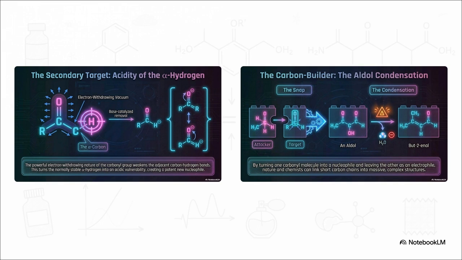If a base comes along and removes that hydrogen, the molecule itself turns into a potent new nucleophile. That new nucleophile can then attack a second carbonyl target. They snap together, a water molecule is eliminated, and boom, we've just linked short chains into a much larger structure. This is called the aldol condensation, and it's an absolute masterclass in building carbon frameworks.